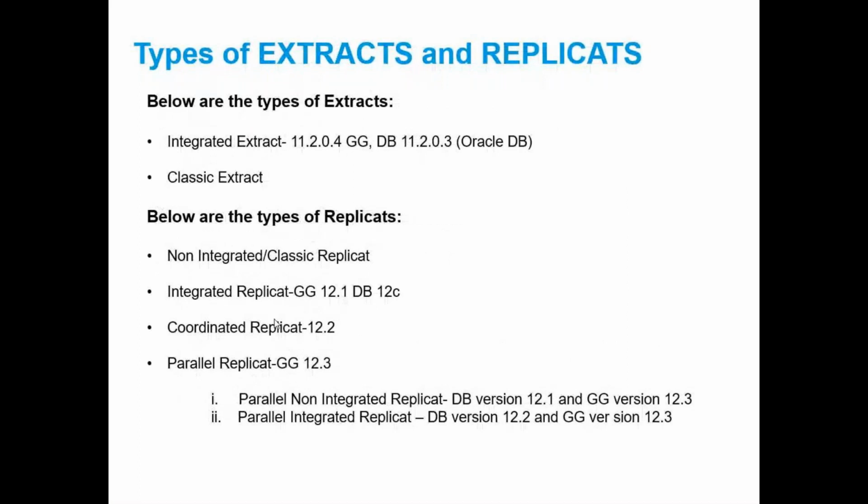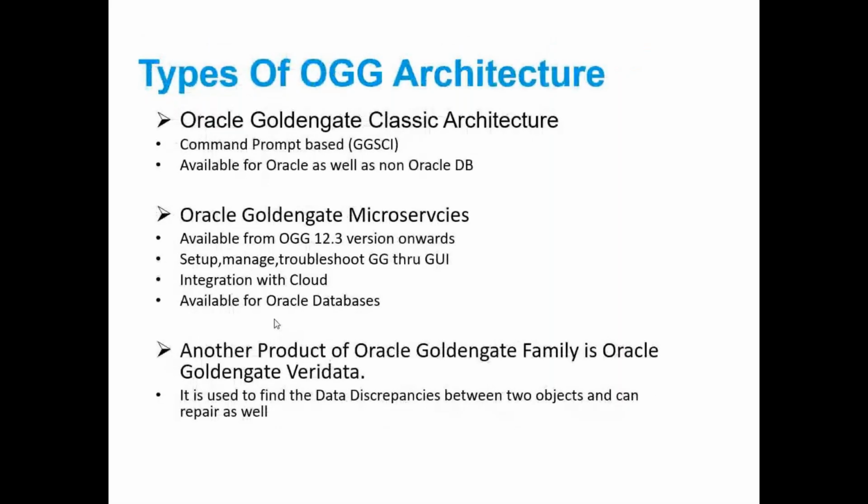Now, there are two types of architectures in GoldenGate. One is classic, second is microservices. What I have seen people getting confused about is, with the introduction of microservices, does integrated no longer exist? This is the most common question which I receive.